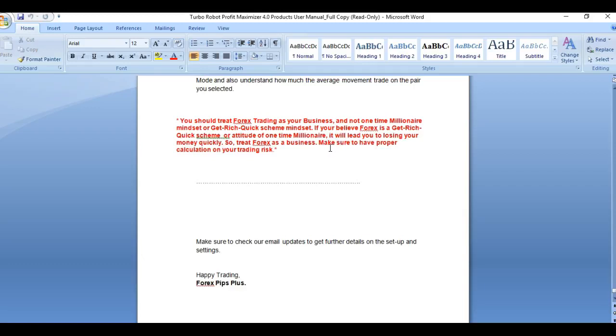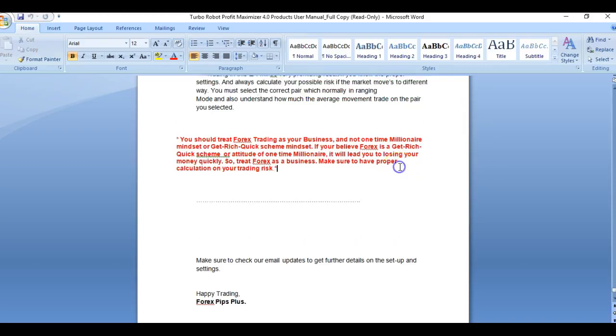So we have trading advice. You should treat Forex as a business and not with a one-time millionaire mindset or get-rich-quick mindset. If you believe Forex is a get-rich scheme, or have the attitude of a one-time millionaire, it will lead you to losing more quickly. Your money will be gone very fast. Okay, so treat Forex as a business. Make sure you have a proper calculation of your trading risk. So basically, don't treat Forex as a get-rich scheme.